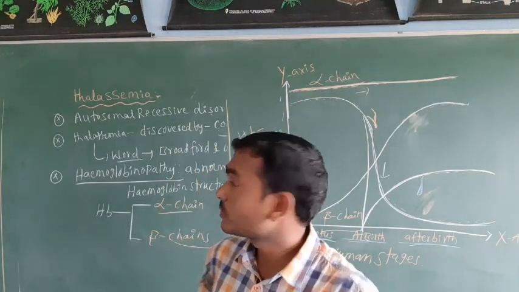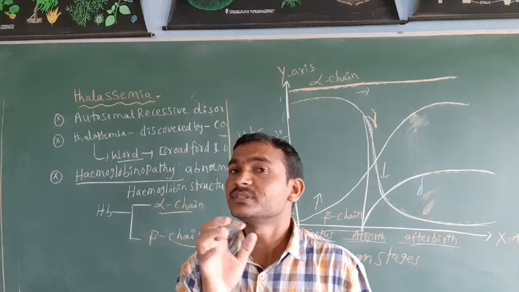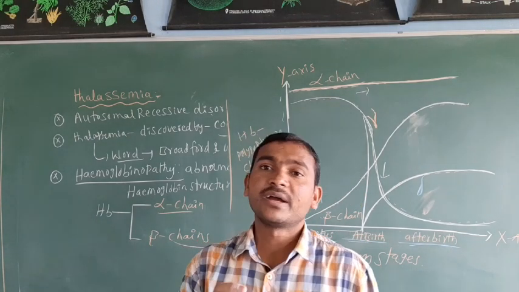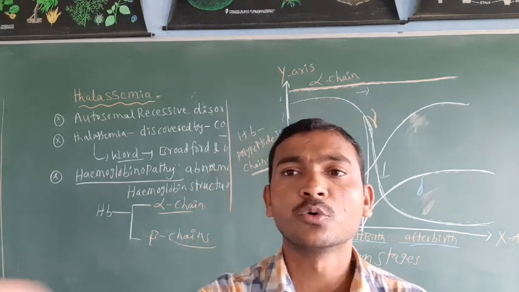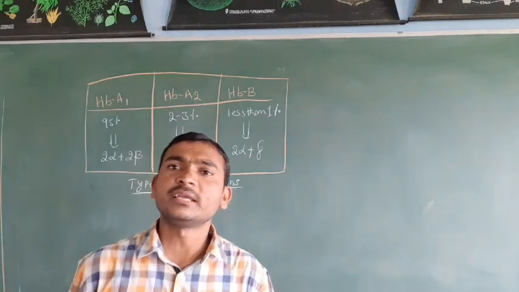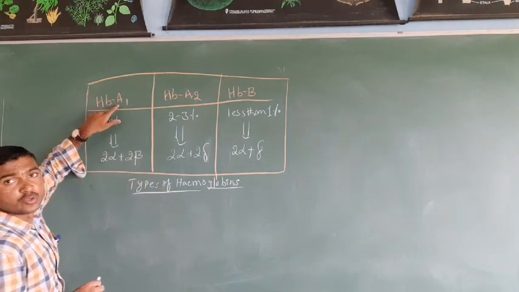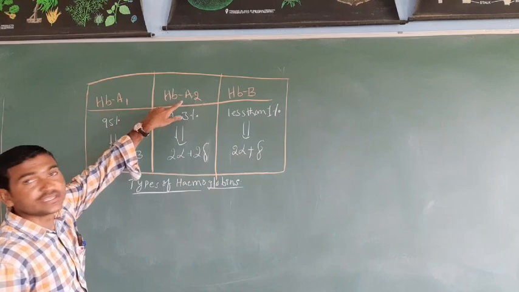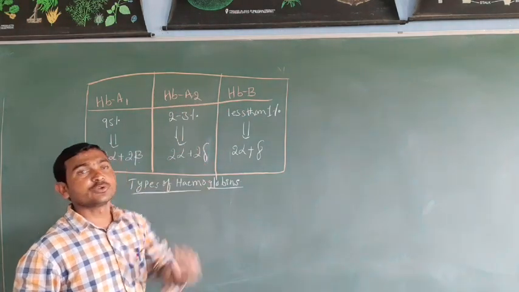So what you have to remember is that most hemoglobin consists of alpha and beta chains. Now we are going to discuss the types of hemoglobin. There are three types of hemoglobin. What are they? Hemoglobin A1, hemoglobin A2, and the next, hemoglobin F. Now one by one we will discuss them.